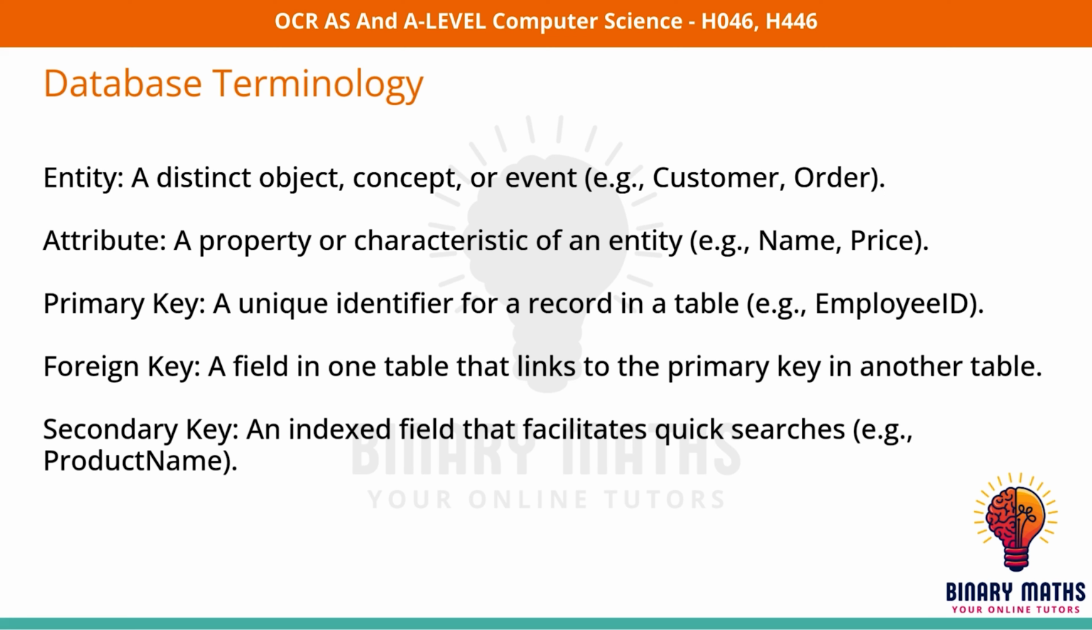So to recap, entities are the things we're storing data about. Attributes are their properties. Primary keys uniquely identify records. Foreign keys link tables together. And secondary keys help us search for data efficiently.